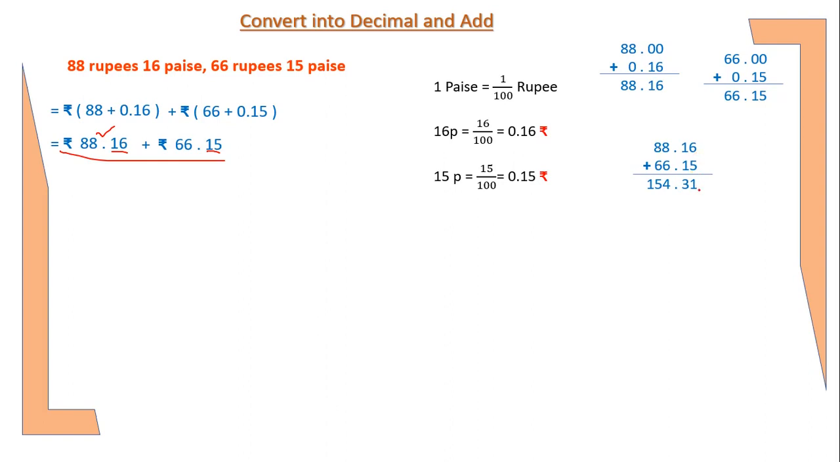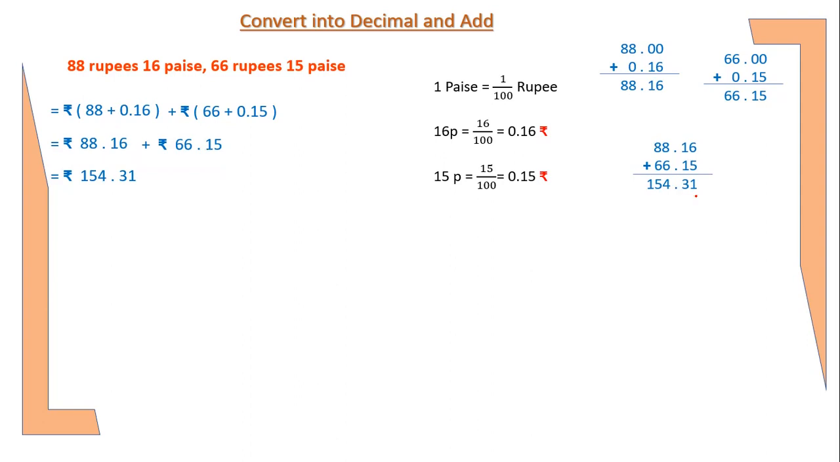6 plus 5, 11, 1 carry plus 1, 2, 2 plus 1, 3, decimal point as it is, 8 plus 6, 14. 4 here, 1 carry. 1 carry plus 8, 9. 9 plus 6, 15. I wrote 15 as it is. Sum, I got it as 154.31. Hence, the answer is rupees 154.31.